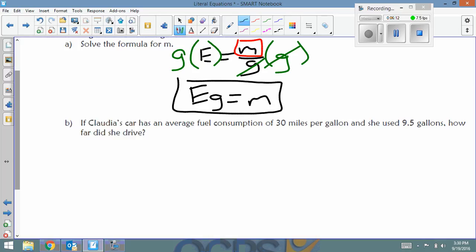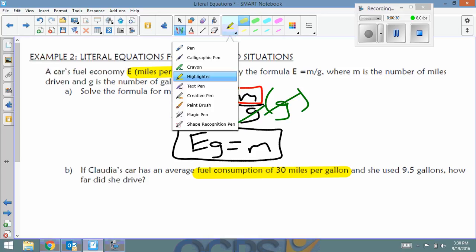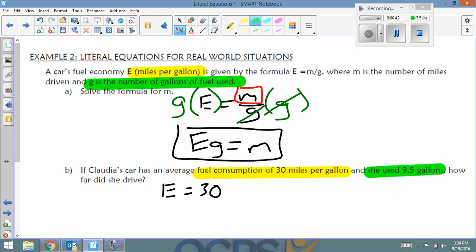Then it said, if Claudia has an average fuel consumption of 30 miles per gallon, and she used 9.5 gallons, how far did she drive? So again, we read what we know. We know that she has a fuel consumption of 30 miles per gallon. And it tells us at the top that E equals miles per gallon. So we know that in this case, E is going to equal 30. We also know that she used 9.5 gallons, and they tell us at the top that G is the number of gallons used, so we know in this case that our G is equal to 9.5.